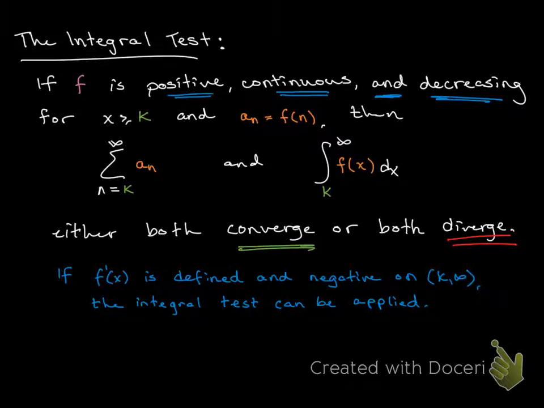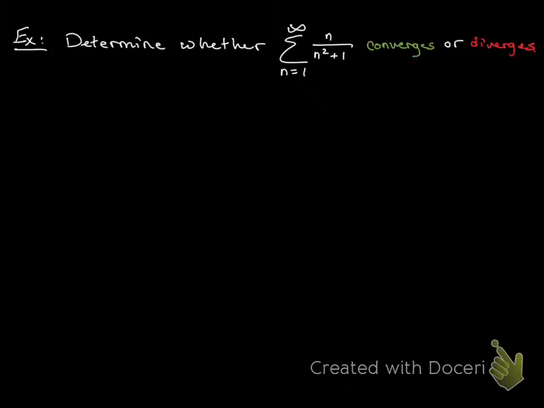Let's do an example here. Determine whether the sum from 1 to infinity of n over n squared plus 1 converges or diverges. So I'll remind you of those three criteria as we go through this. Let's try to apply our integral test here. Now, how do I know I want to apply the integral test?